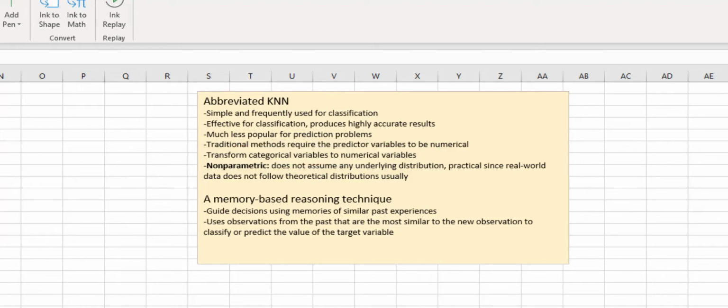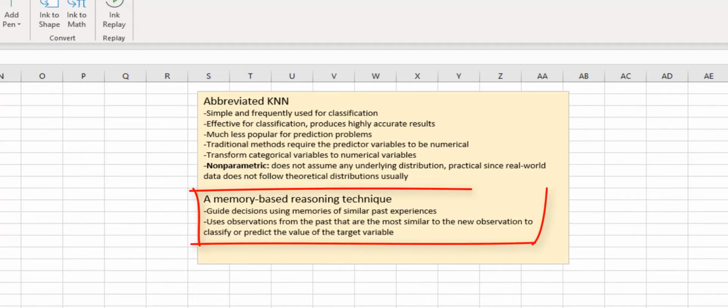Another important point in KNN technique is it's non-parametric. That means it doesn't assume any underlying distribution. It's very practical in that sense, since real-world data usually does not follow theoretical distributions. KNN also belongs to a category of data mining techniques called memory-based reasoning. The premise of memory-based reasoning is that we tend to guide our decisions using the memories of similar situations we experienced in the past.